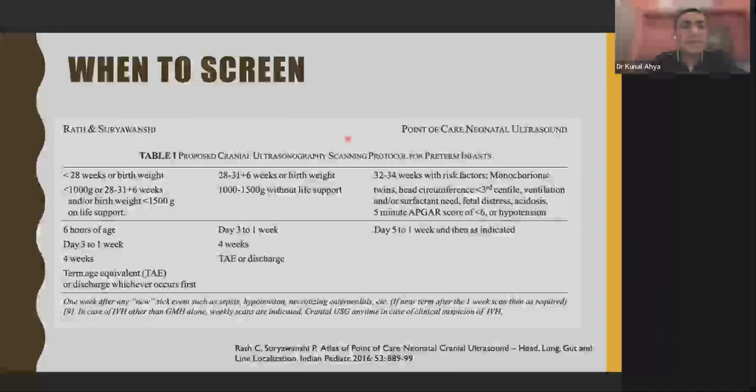As a routine, between day 3 to 1 week of age, we see whether the baby is having IVH, because usually within 1 to 2 weeks of age, most of the intraventricular hemorrhages have been detected. Can do it at 4 weeks to see whether there are any PVL changes or not. And again, you should repeat it at term equivalent age or at discharge. So any baby who is between 28 to 32 weeks or between 1 to 1.5 kg without life support, you have to do it between 3 days to 1 week, at 4 weeks and at discharge or term equivalent age.